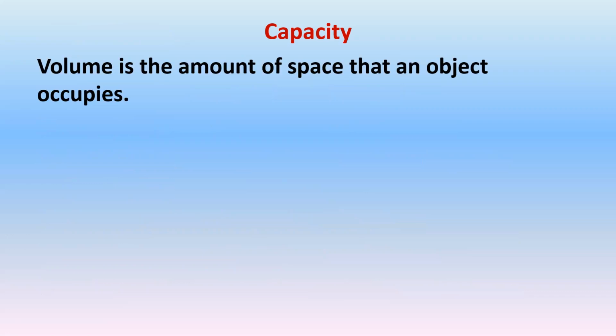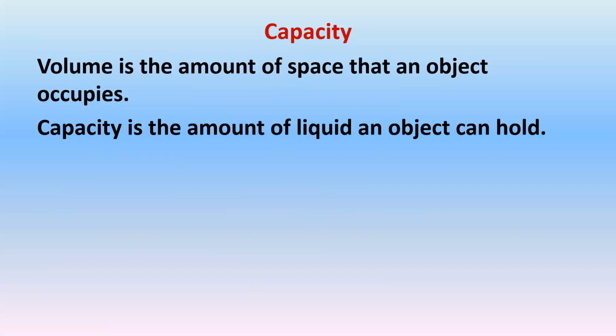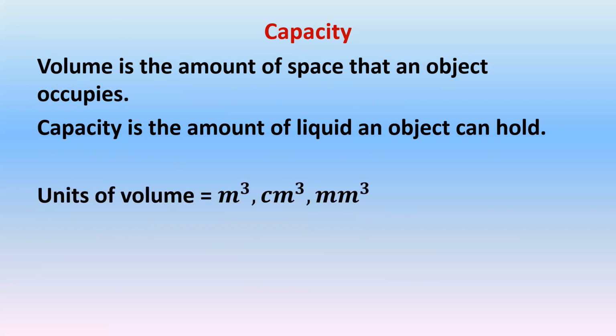First, let's recall our definition of volume. Volume is the amount of space that an object occupies. Now, let's have a look at the definition of capacity. Capacity is the amount of liquid an object can hold. Units of volume are meter cube, centimeter cube, millimeter cube. Units of capacity are liters, centiliters, milliliters.